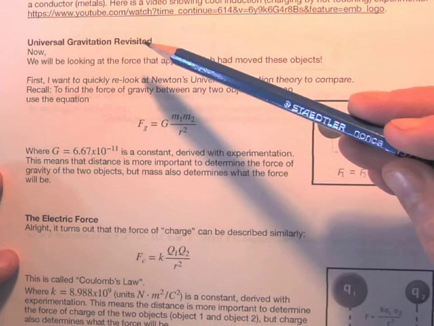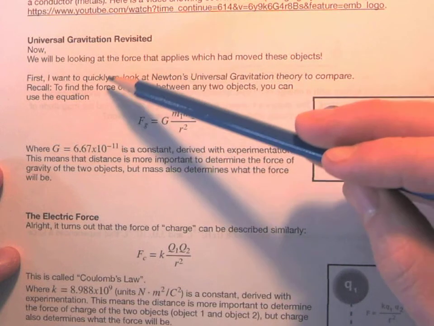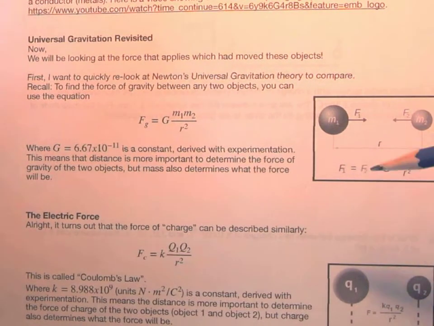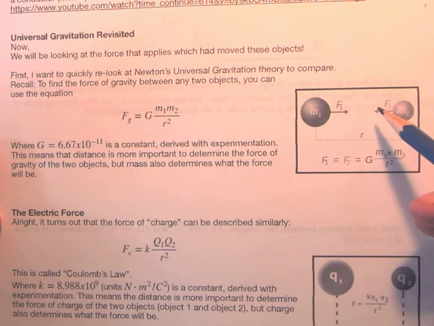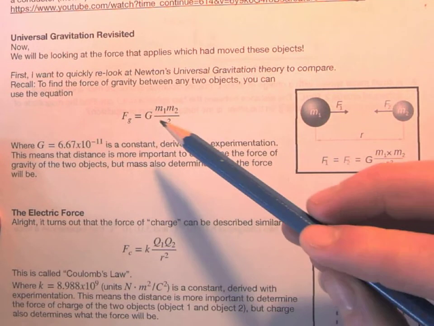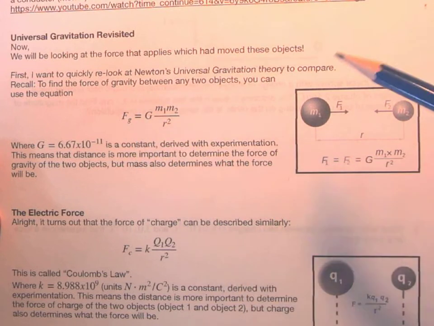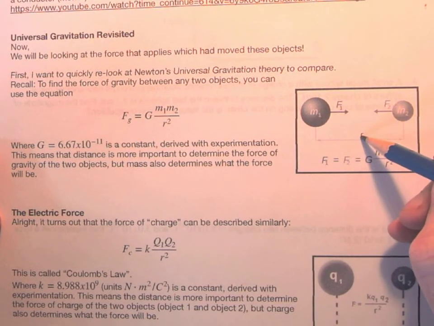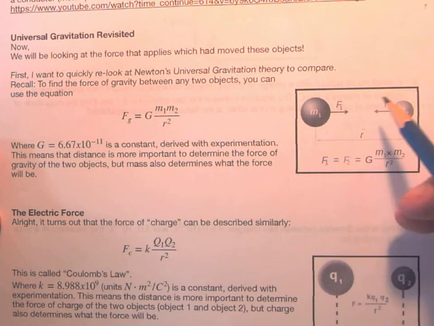And then what we are going through is universal gravitation. We're going to revisit this. This we should already know. We did this last unit. We have two masses. Any two masses essentially have Newton's force of gravity acting on them, depending on how far apart they are, and how massive each of them is.